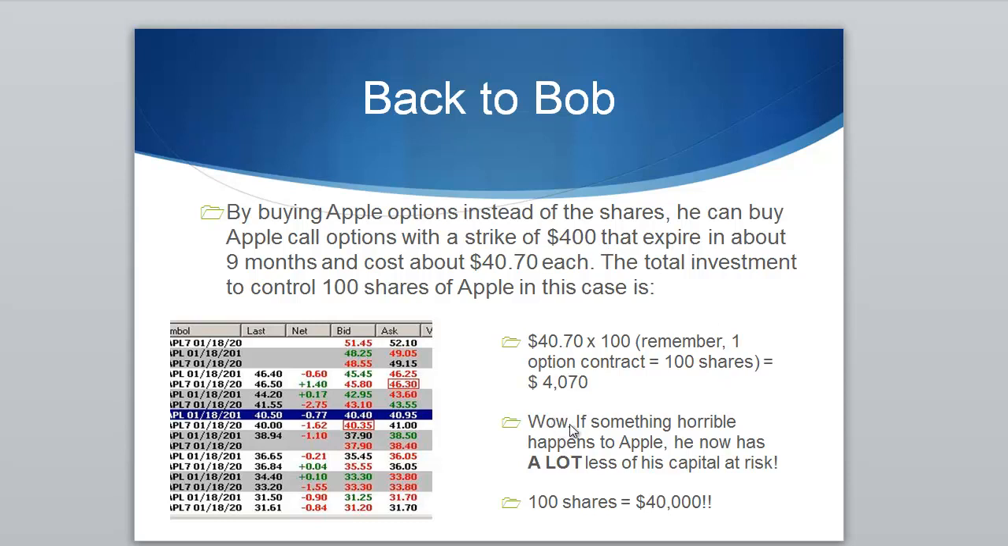So this is a huge difference from just buying the Apple shares, 100 shares, which would cost you $40,000. So you can see the difference between an option contract controlling 100 shares versus buying 100 shares, which would be $40,000. So that's one big benefit of using options as well.